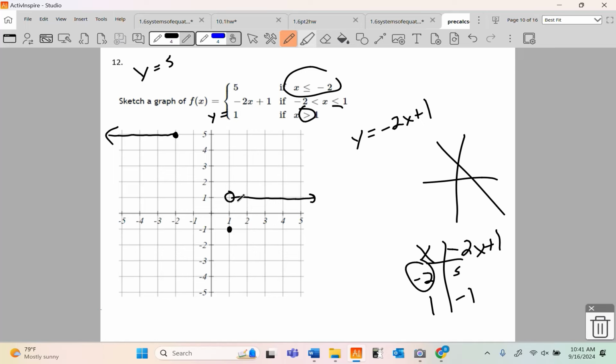Piecewise functions are not that hard. I did forget to connect these two dots. I should probably do that. There you go. Piecewise function. An easy one.